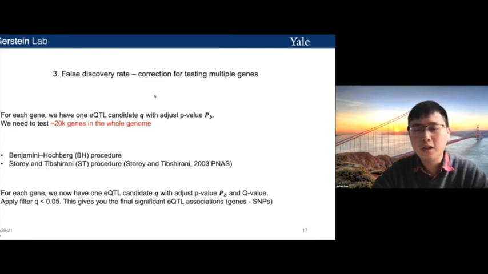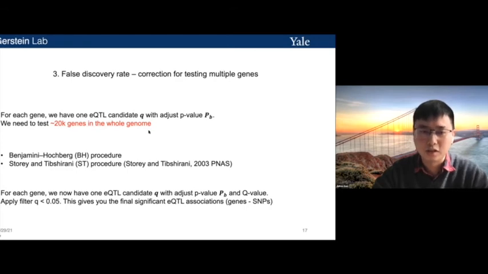Okay, now you have one adjusted p-value for one single SNP that is connected with one gene. But we wanted to focus on around 20,000 genes in the whole genome. So that's another layer of multiple testing problems. And here they just use a simple FDR control.